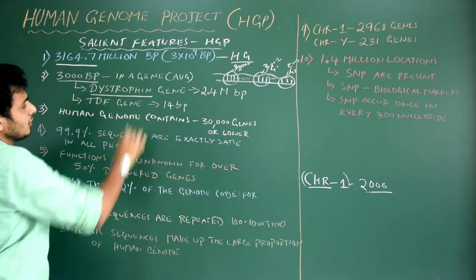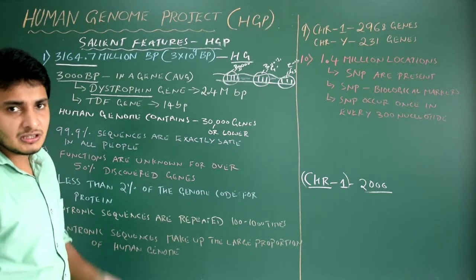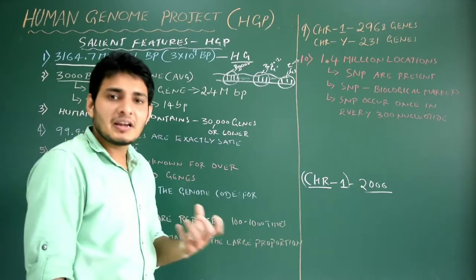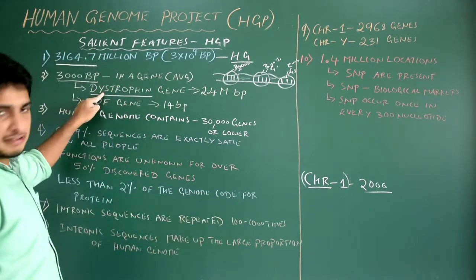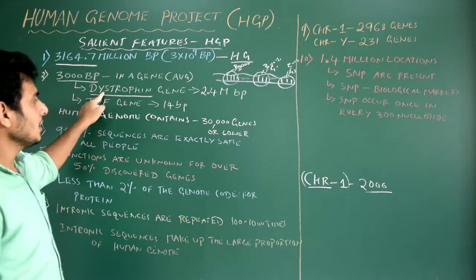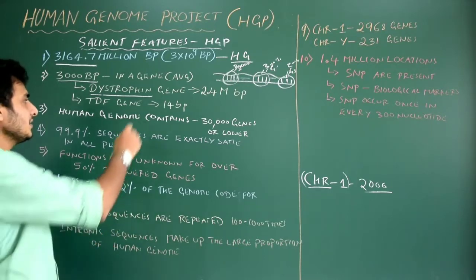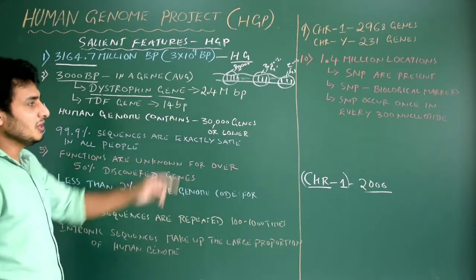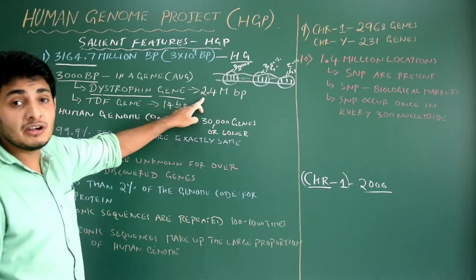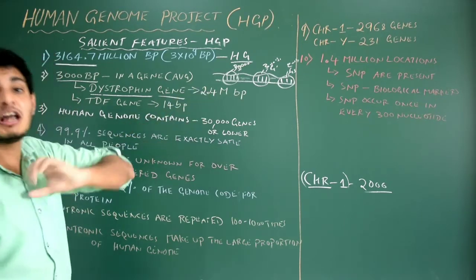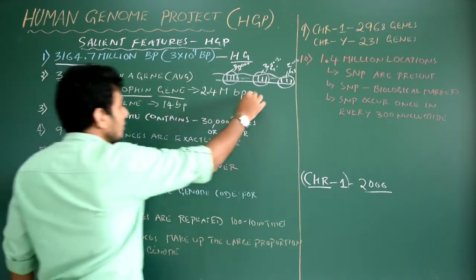Please note this point, which is the largest gene, that means the gene containing the largest number of base pairs? Dystrophin, which is present in our muscle cell. They help in locomotion, you will understand it later. The dystrophin gene contains 2.4 million base pairs, the largest. Note this point, very important.